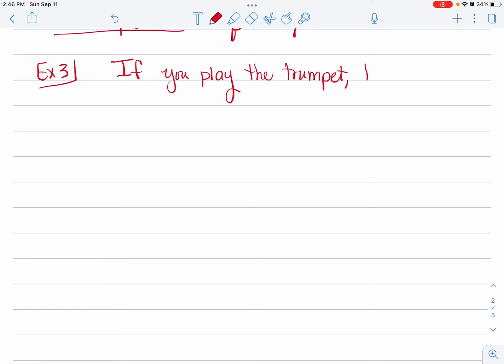If you play the trumpet, then you play a brass instrument.